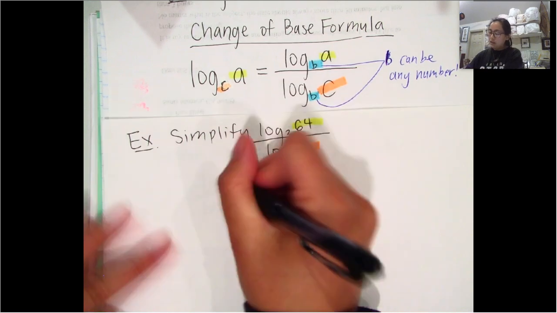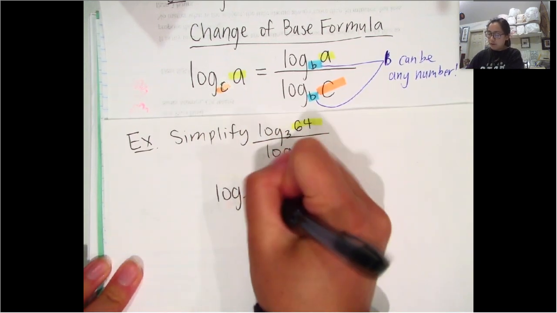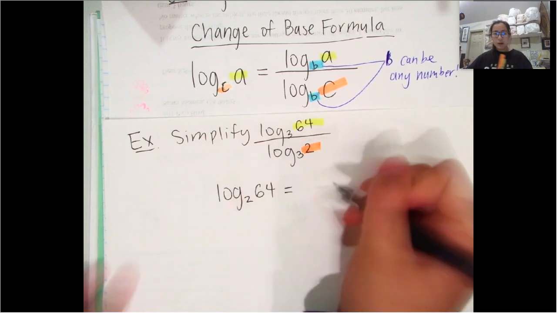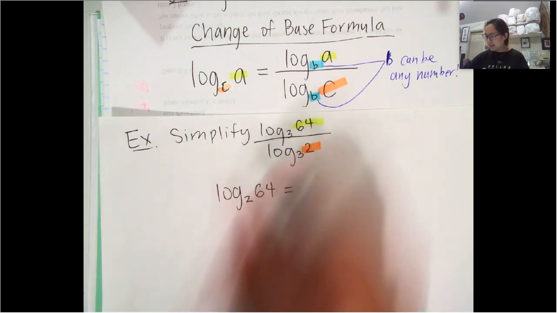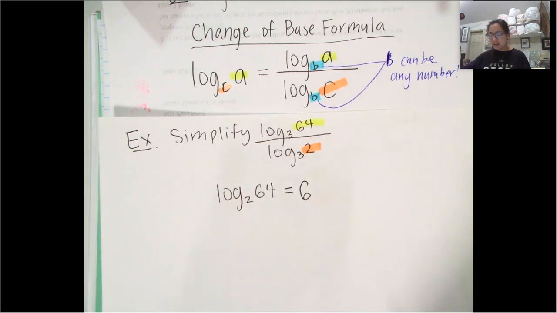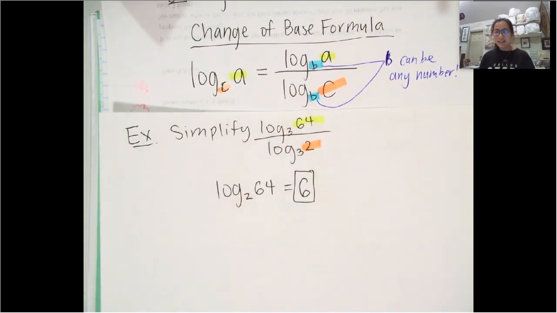So that would be log base 2 of 64. Well, if you're looking at that, that's also simplifiable. 2 to what power is 64? Well, you can try that in your calculator a few times, but you'll figure out that it's 6. 2 to the 6th power is 64, and so therefore, the answer to this problem is 6. All right, that's the change of base formula.